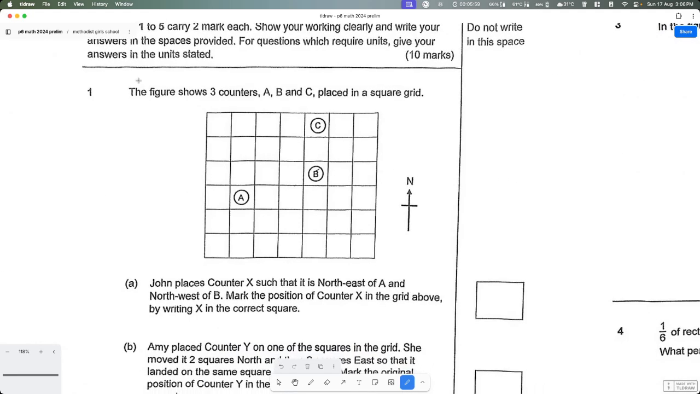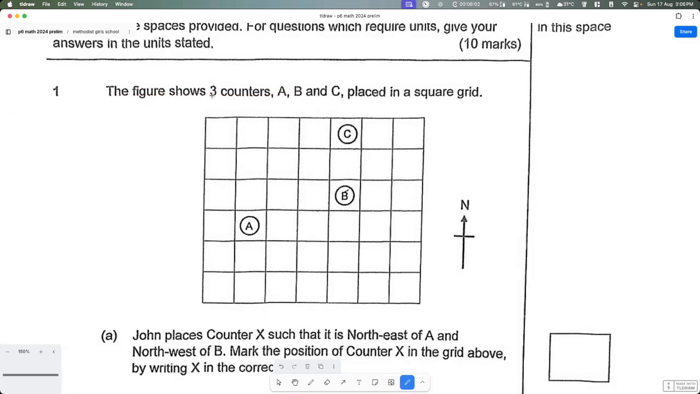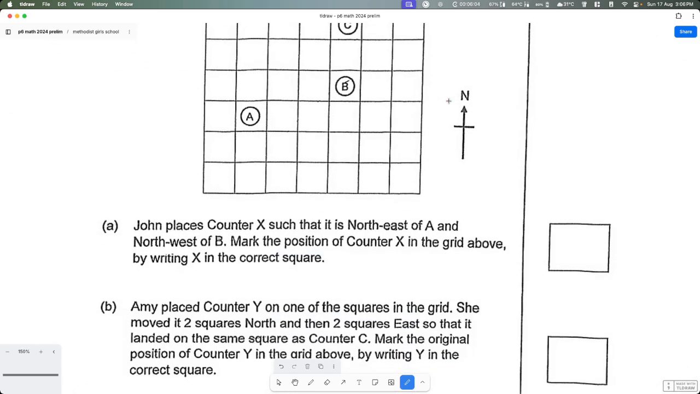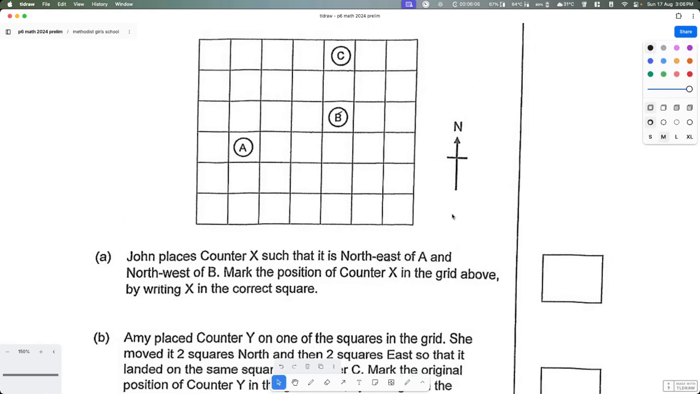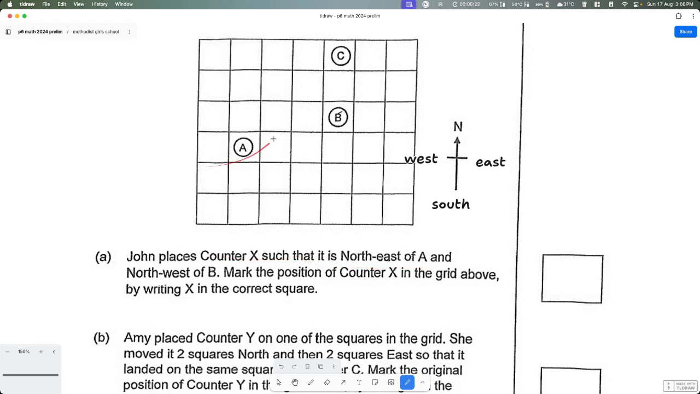So question 1, it says here the figure shows three counters A, B, and C placed in a square grid. Usually when you see this, I like to put north, south, and then east over here, and west on the other side. Part A says John places counter X such that it is northeast of A. So northeast is roughly around here. I'm going to draw an arrow, something like this.